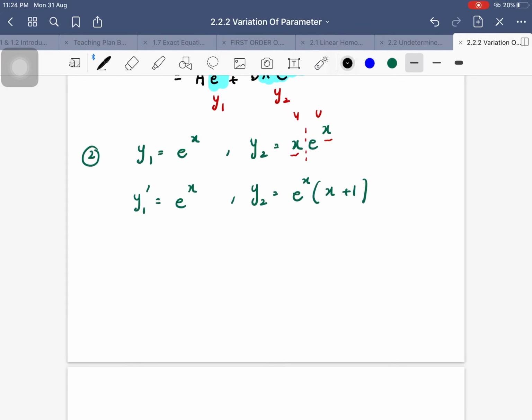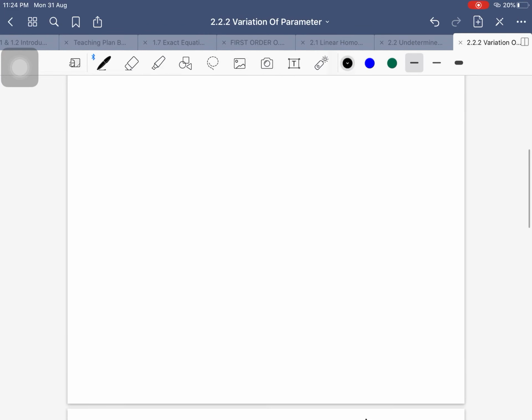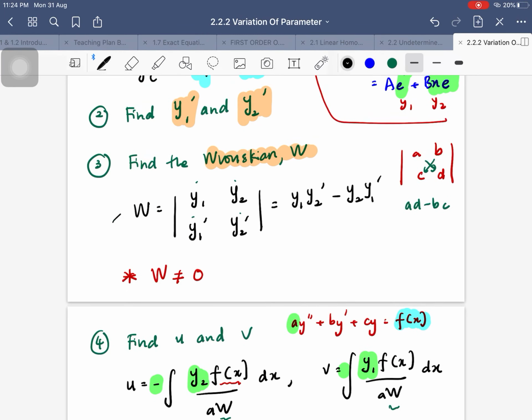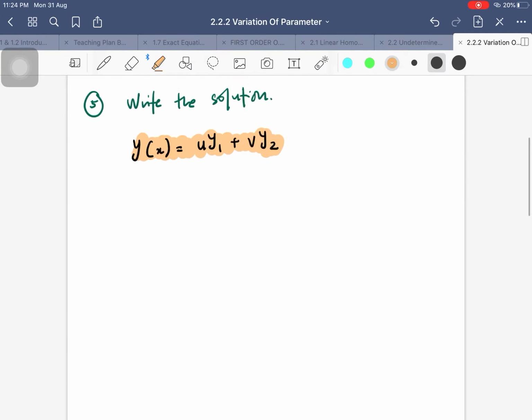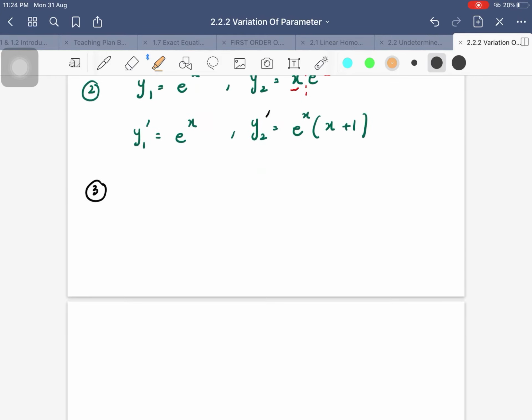Now that I have y1 and y2 prime, I can put them together and use them to find the Wronskian. All you have to do for the Wronskian is rearrange them like this. At the top we have the functions y1 and y2, and at the bottom the derivatives of both. So the Wronskian is going to equal exponential of x, x exponential of x, and exponential of x multiplied by (x plus 1).